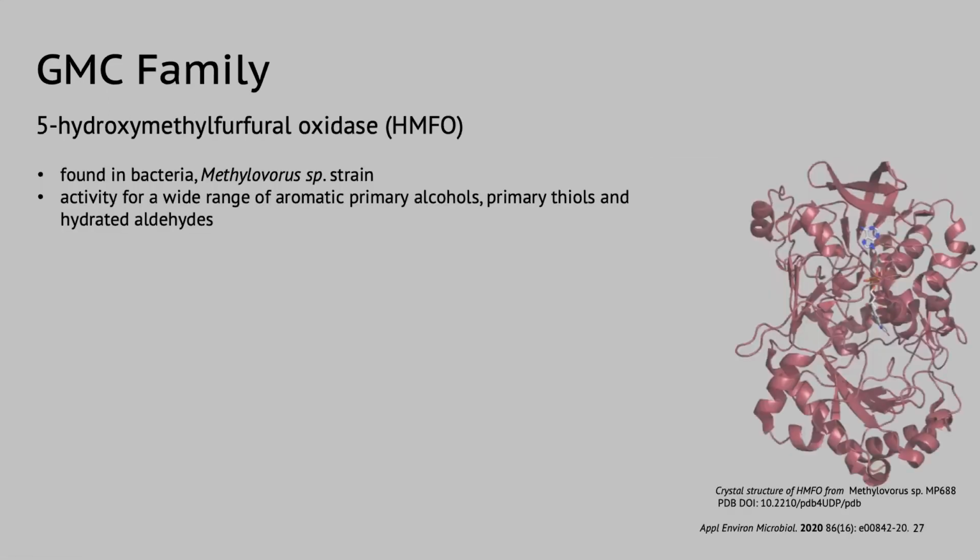But there's also an HMF oxidase that was found in bacteria and shows activity for primary alcohols, primary thiols, and hydrated aldehydes. Secondary alcohols are not converted, indicating that the enzyme is very specific concerning the substrate type, but HMFO is promiscuous concerning the side chain next to the alcohol group. And most, but not all, of the identified substrates are aromatic, including furanic, phenylic, and cinnamic alcohols.